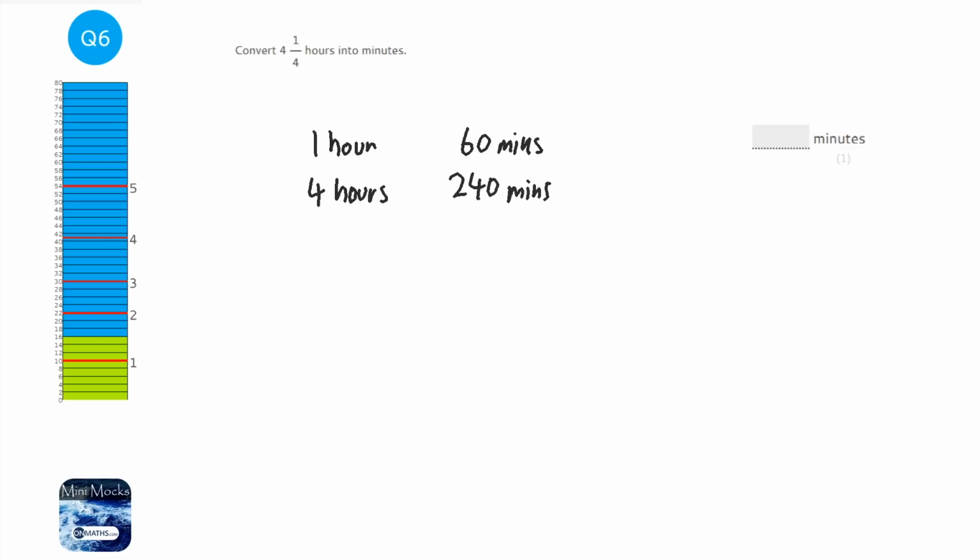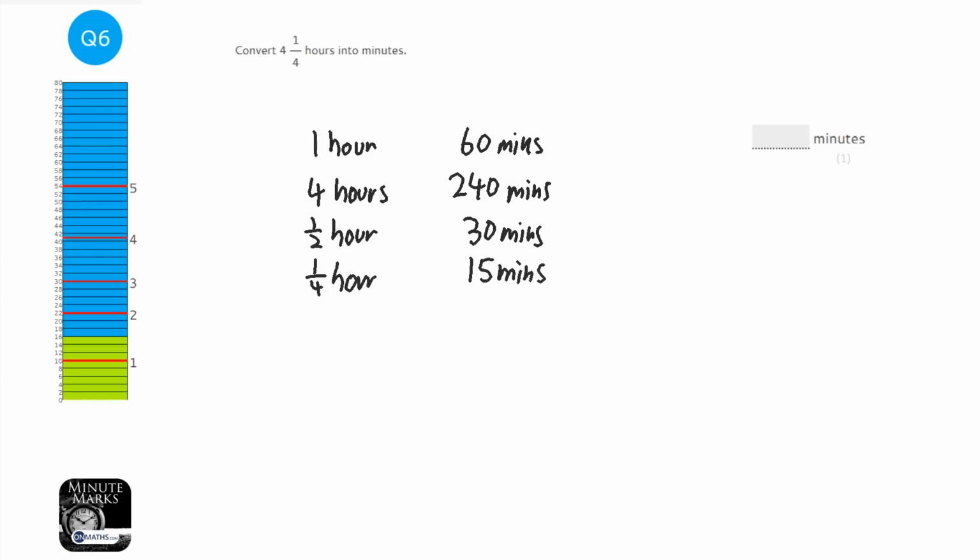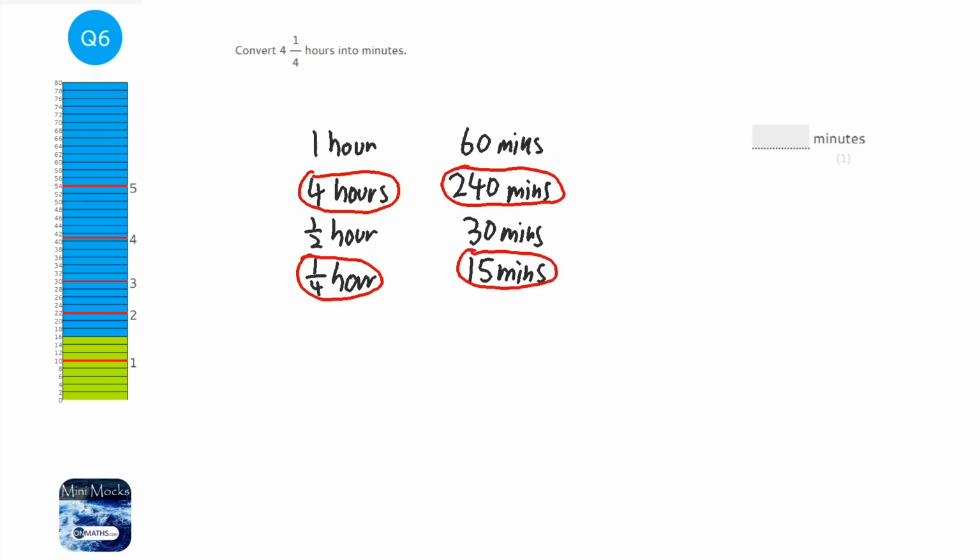Now a quarter of an hour, well, if you think about what half an hour is, half an hour is 30 minutes. And so a quarter of an hour is 15 minutes. So because this is 4 1/4 hours, it's going to be 240 minutes plus another 15 minutes. So the answer is going to be 255 minutes.